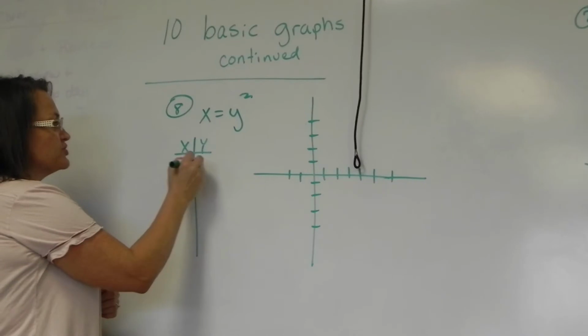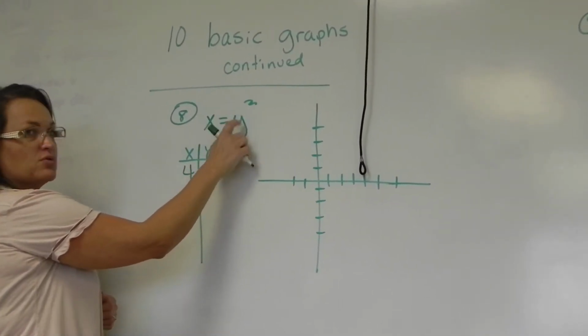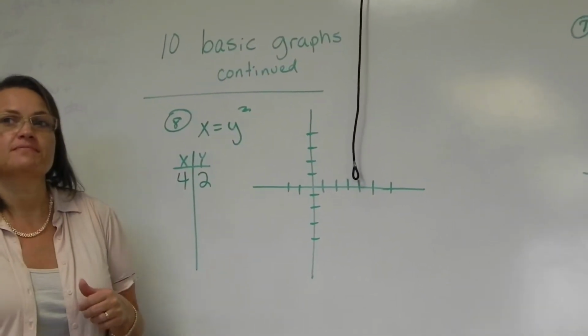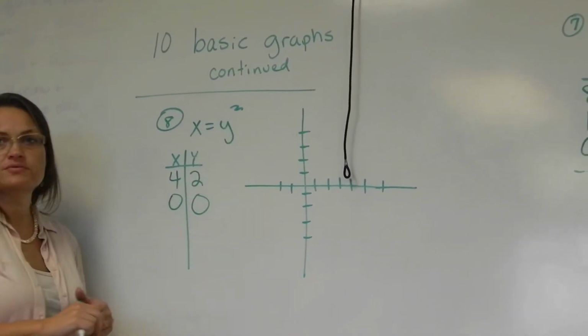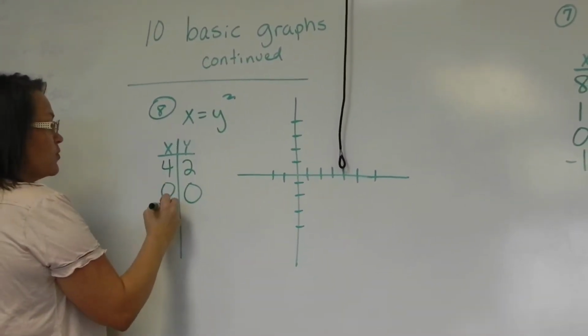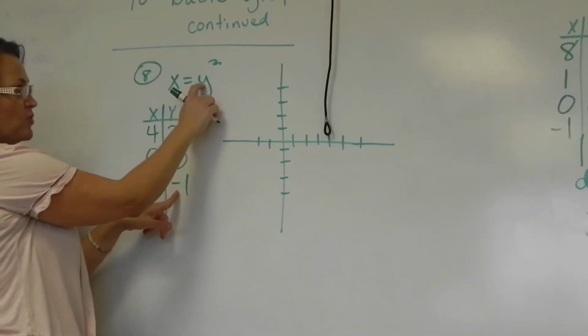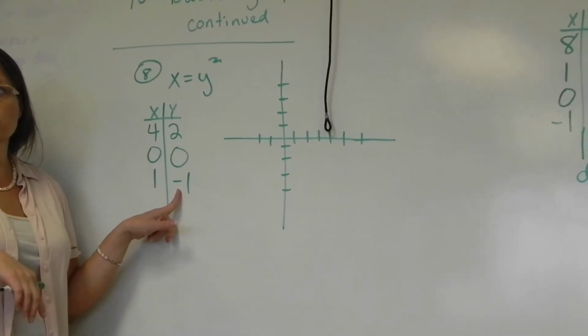4 and 2, that is true. 2 for y, 2 squared makes the x value equal 4. 4 and 2. 0 and 0 works for this one as well. 0 squared is 0. 1 and 1. Okay, 1 and negative 1. Good. You plug in negative 1 for y, and negative 1 squared makes the x value positive. Okay, what else?